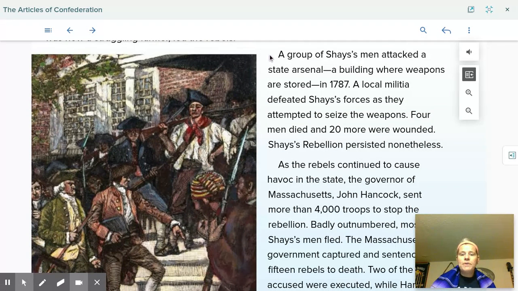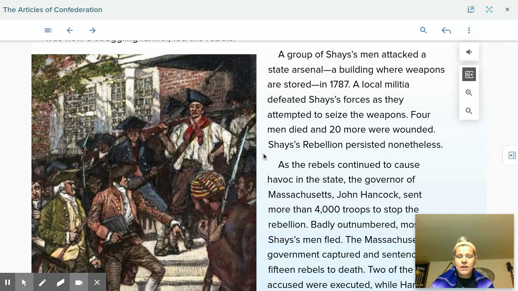A group of Shays' men attacked a state arsenal, a building where weapons are stored, in 1787. A local militia defeated Shays' forces as they attempted to seize the weapons. 4 men died and 20 more were wounded.